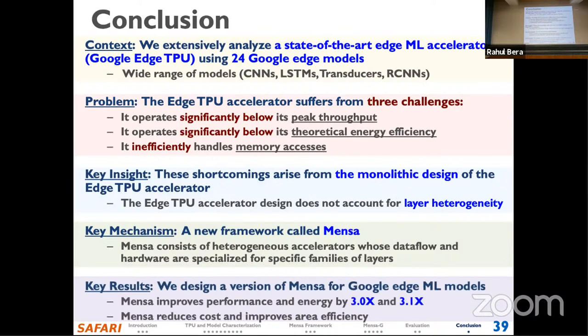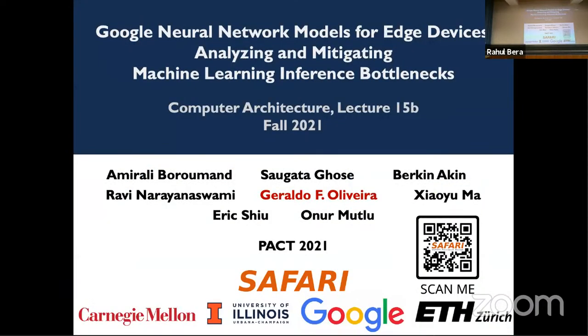And then we implement this framework using those 24 different Google models. And then we figure out that by doing so, we can improve performance and energy while reducing the cost and the area of the accelerator itself. So that's all, and thank you so much for listening.